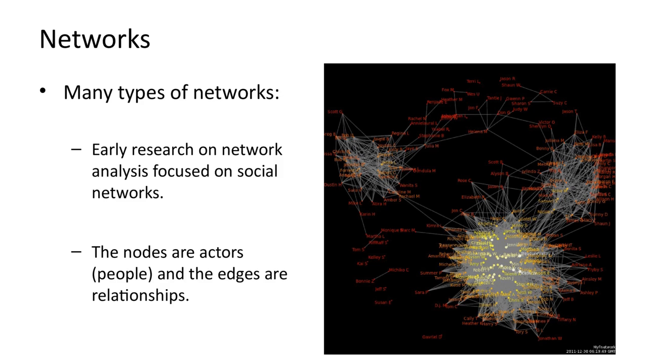Many of the network analysis methods were originally developed for analyzing social networks. In such networks, the nodes usually represent actors in some complex system, such as people, and edges represent relationships between those people. The image shows a social network diagram displaying friendship ties among a set of Facebook users.